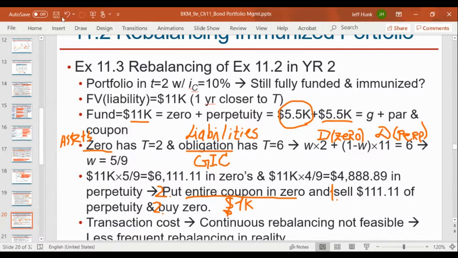which is 0.111K, right? I'm not going to write more. 0.111K, right? And then add them together. That comes to, right? So you increase zeros by 1.111K, right? You increase zeros and decrease perpetuity by that much, right?